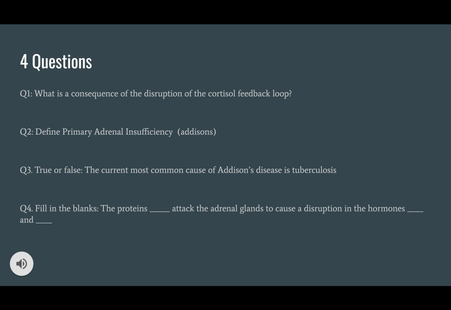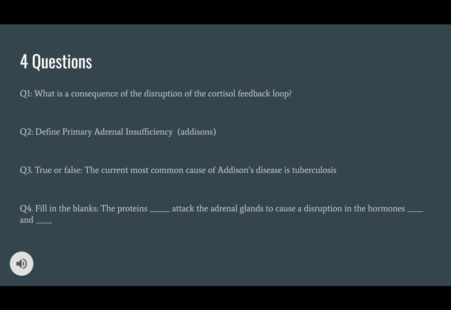Okay. Question 2. Define primary adrenal insufficiency, which is Addison's. Answer. When damage occurs to the adrenal gland and adrenal hormone production is severely limited.